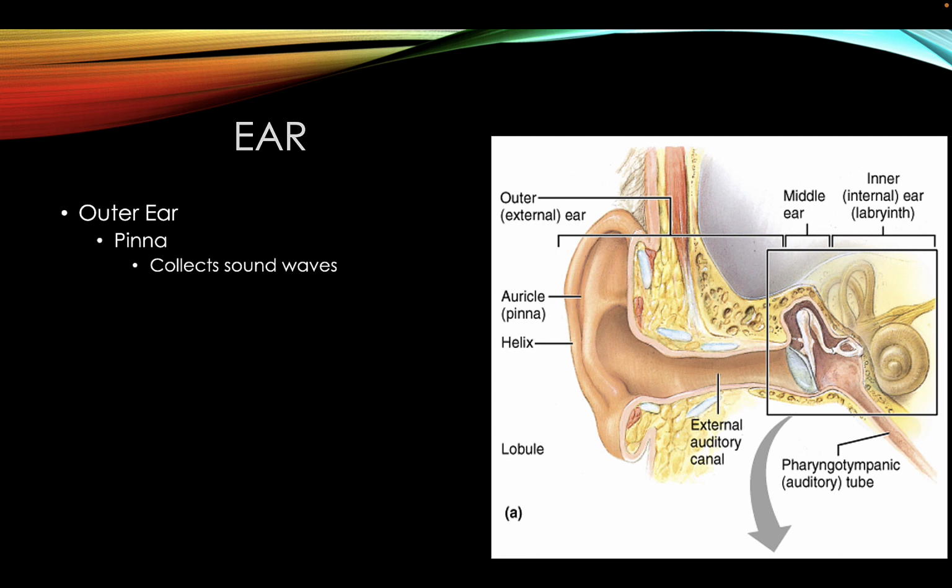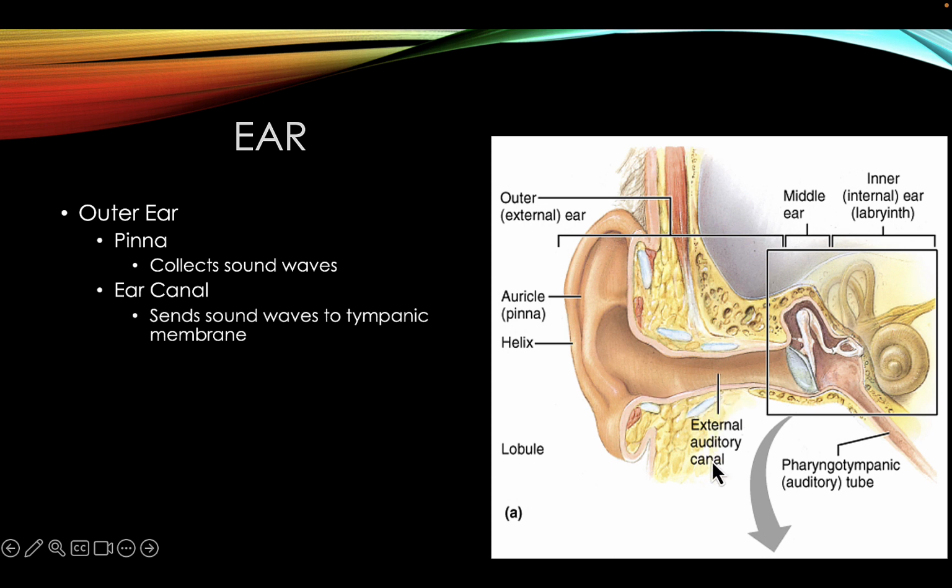Or if you've ever watched an animal turn their head in one direction or another in order to collect all those sound waves going into their ear. Now, off of the pinna, you have the ear canal, or sometimes this is also referred to as the external auditory canal. And this is where the sound waves are going to travel, and then they're going to hit what we refer to as the tympanic membrane, or the eardrum.